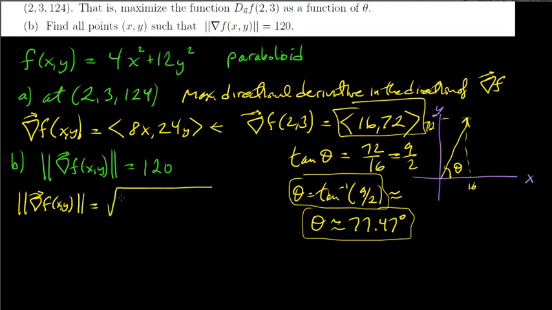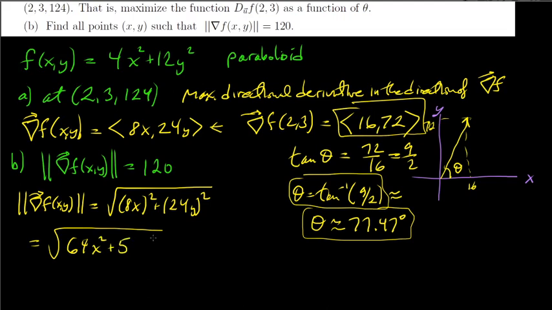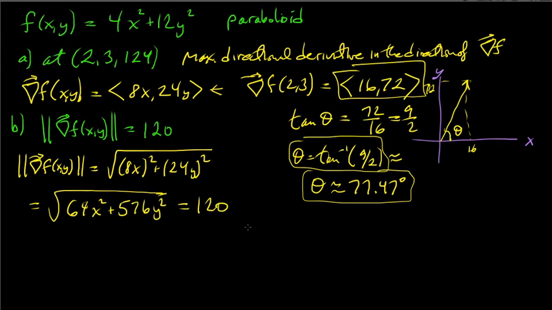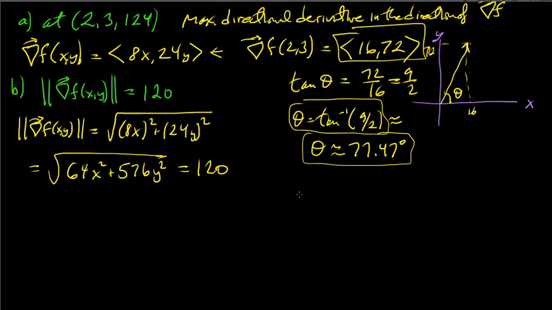It's the square root of 8x squared plus 24y squared. So that's going to be the square root of 64x squared plus 576y squared. Just making sure. Right, so where does this equal 120? Okay, so solve that equation.